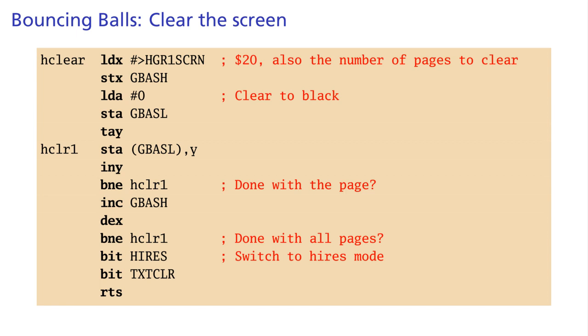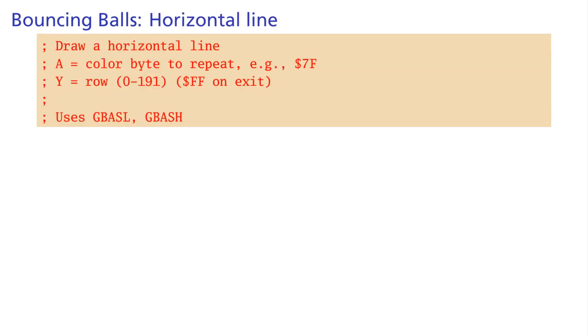I could have used something like LDA or STA, but I wanted to illustrate one use of the BIT instruction, reading a memory location without saving the result. Here's my horizontal line code, which illustrates a typical kind of function linkage in 6502, namely, using whatever registers happen to be convenient to pass arguments.